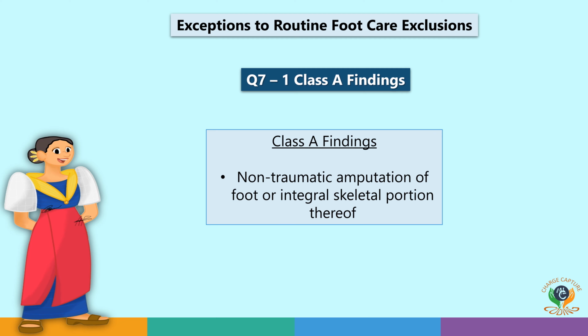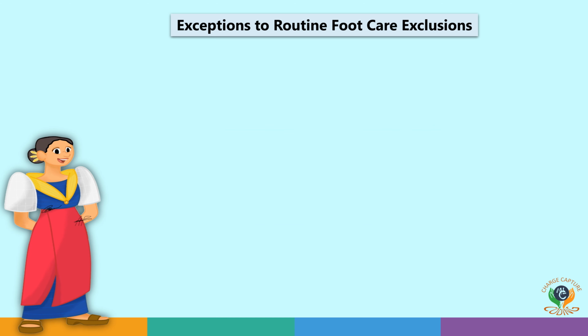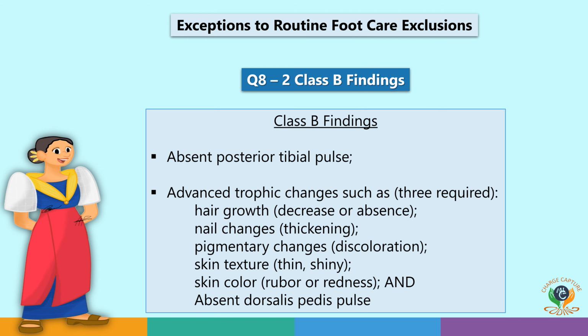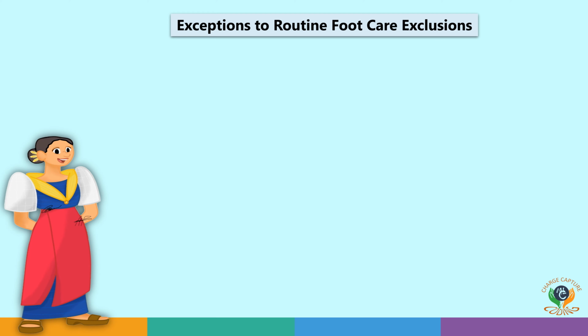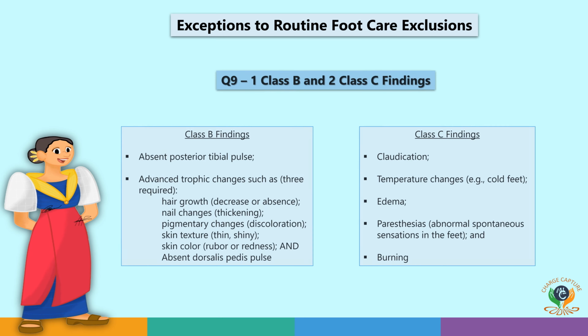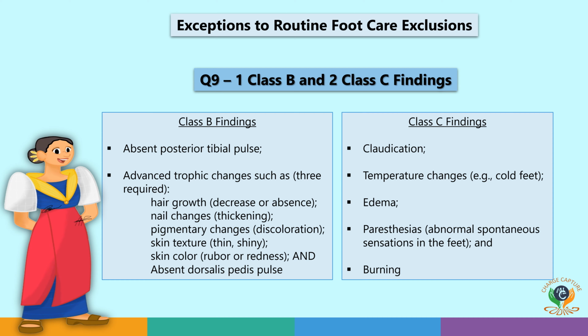Q7 modifier indicates that it requires one Class A finding. Look for a non-traumatic amputation of foot or integral skeletal portion thereof in the documentation. Q8 modifier requires two Class B findings from this list. To report the Q9 modifier, documentation must support one Class B and two Class C findings. See the lists here on this slide.